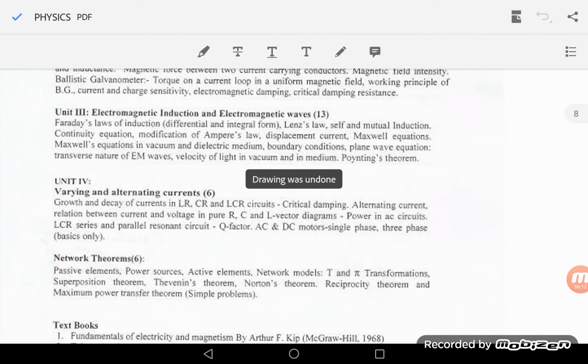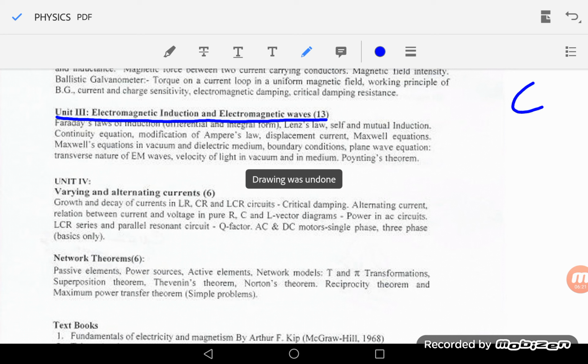Now moving to unit 3, it is about electromagnetic induction and electromagnetic waves. Okay, in the first unit we studied electrostatics. In unit 2 we studied magnetostatics, and in unit 3 we are going to study electromagnetic induction: how the electric field influences the magnetic field, and how the magnetic field influences the electric field, what type of induction we see, what type of relation we see between magnetic and electric fields, which will be clearly observed in unit 3.